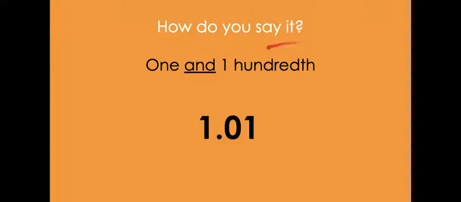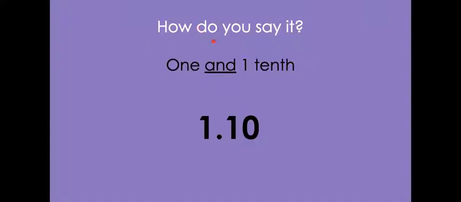So how do you say it? Well, I already have been saying it, but let's review again. 1 and 100th. We use the word and for our decimal point. So we do not say 1.100th. Instead, we say 1 and 100th. Let's continue. How do you say it? Well, this one is 1 and 1/10. So we have 1 and 1/10. Notice tenth is in this place, hundredths is in this location.